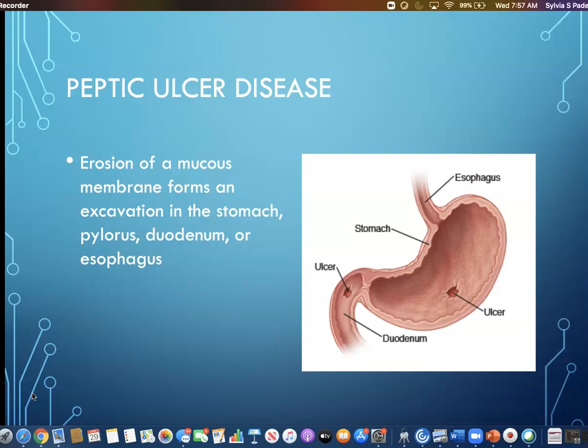So the erosions occur in the surface epithelium that do not have measurable depth. The term peptic ulcer disease is used broadly to include ulcerations and erosions in the stomach and duodenum from a variety of causes.